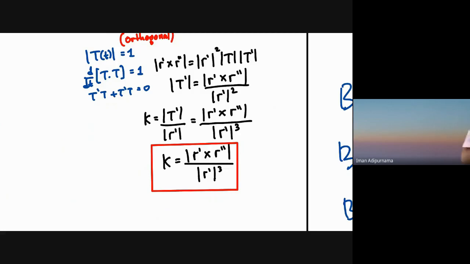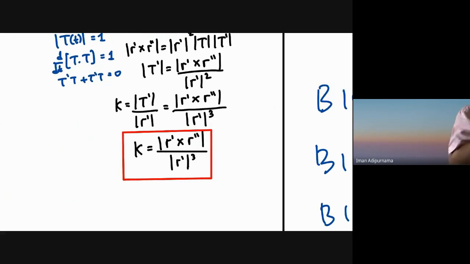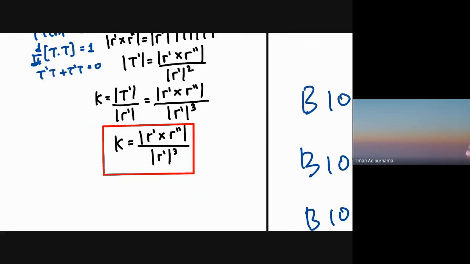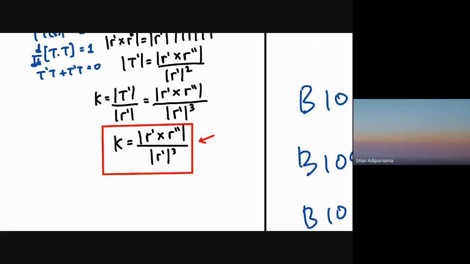So especially this curvature, I think the one with this formula, it's, I think, easier to apply. Easier to apply. But the calculation will be a little bit longer, but it's easier to apply for most curvature problems.